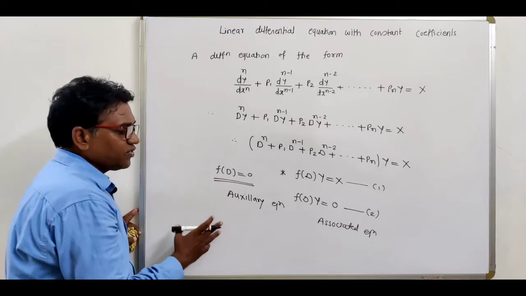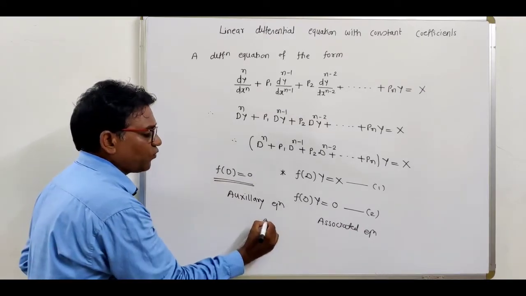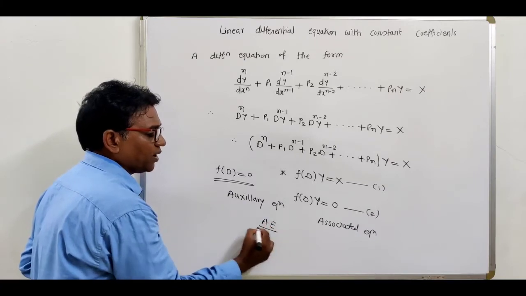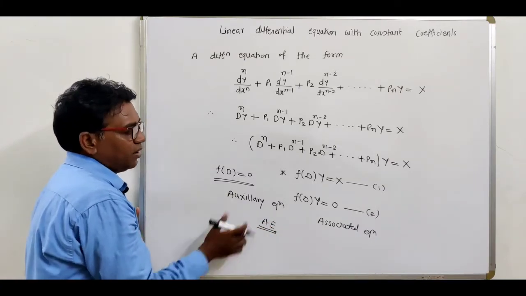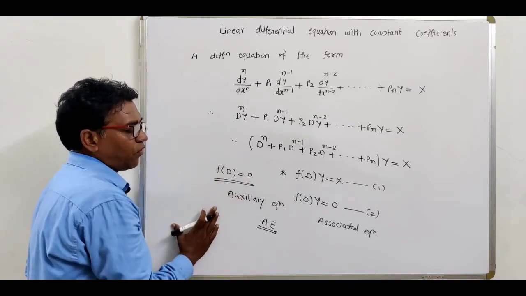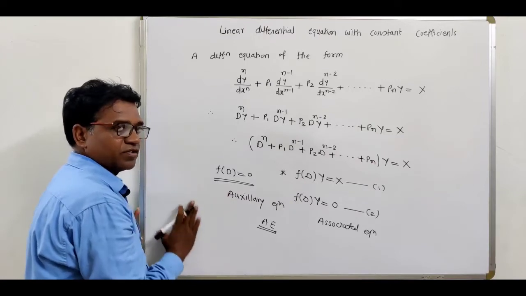And what is the third definition? That is about the auxiliary equation. The short form of auxiliary equation is A.E. So what is the definition? A differential equation of the form f(D) = 0 is called the auxiliary equation.